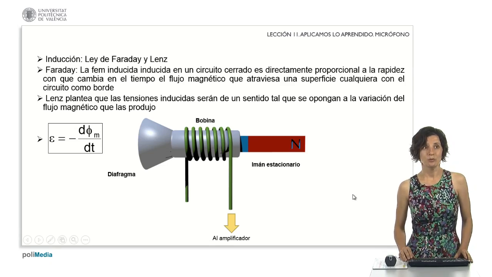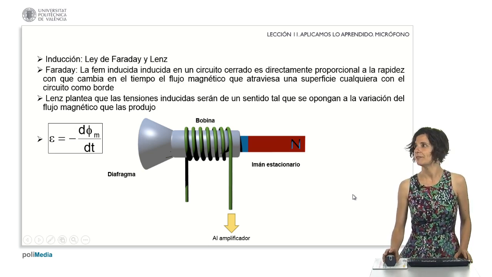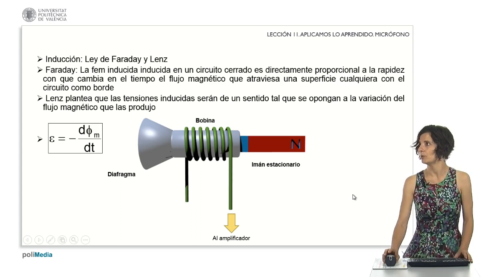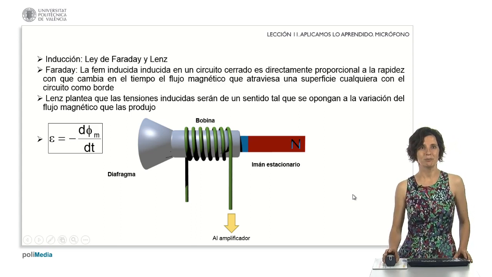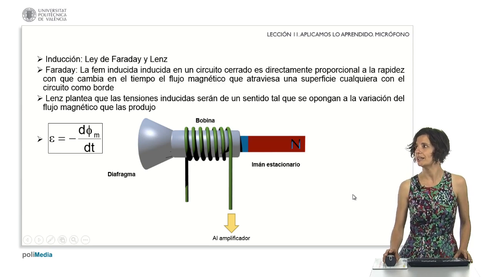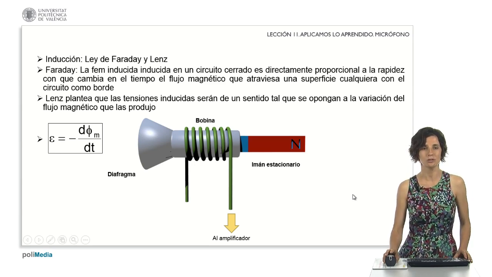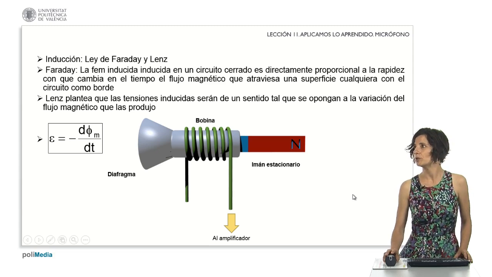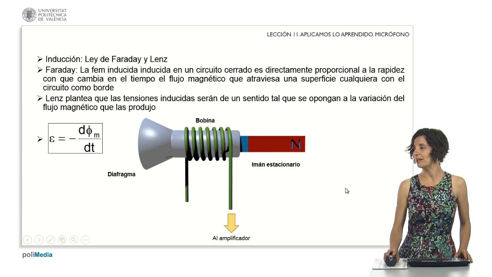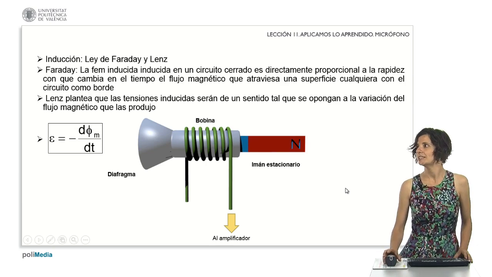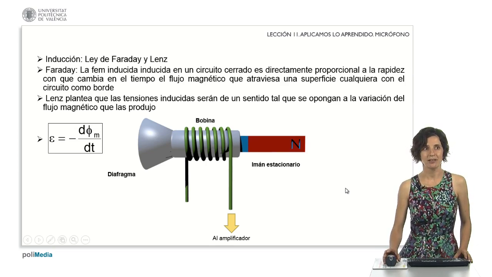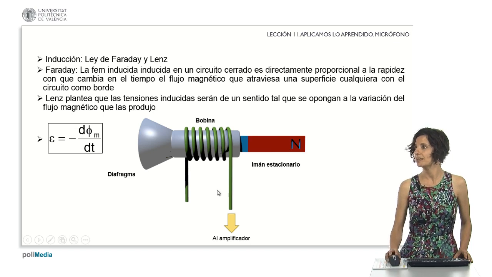Well, it is based on the law of induction, that is the Faraday-Lenz law, which we already studied in previous lessons. Remember that Faraday said that the electromotive force induced in a closed circuit is directly proportional to the speed with which time changes the magnetic flux passing through any surface with the circuit as an edge. Lenz further stated that these induced voltages have a direction such that they oppose the variation of the magnetic flux that produces them. This is the expression of these two laws. The electromotive force is equal to minus the derivative of the magnetic flux with respect to time.